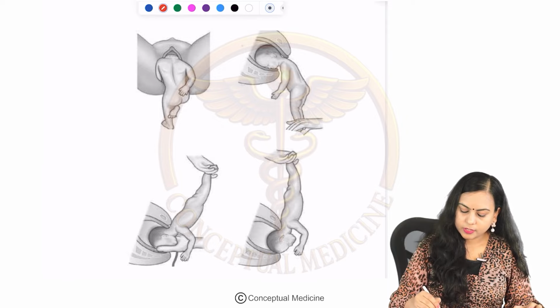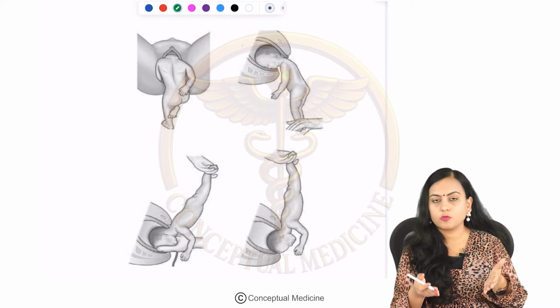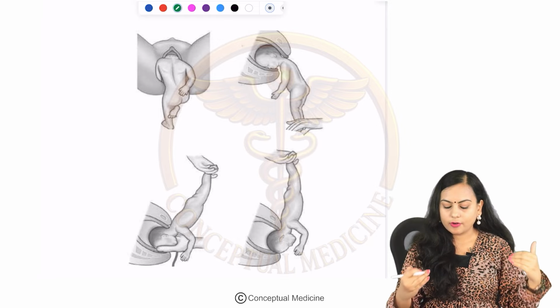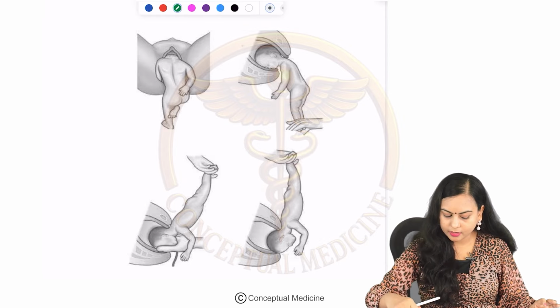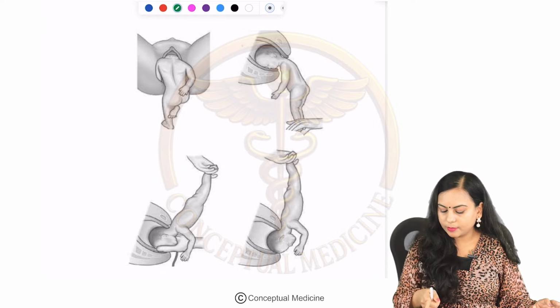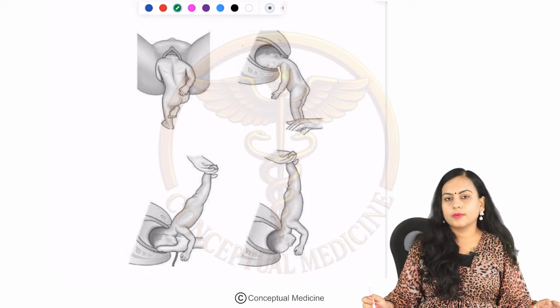So what are they doing in this picture? First, they are letting the baby hang down. Okay, no one is holding the baby; it is hanging down on its own. Then they are trying to grasp the baby by holding the feet, and finally they are swinging the baby over the maternal abdomen, right? So they are trying to swing the baby over the maternal abdomen.